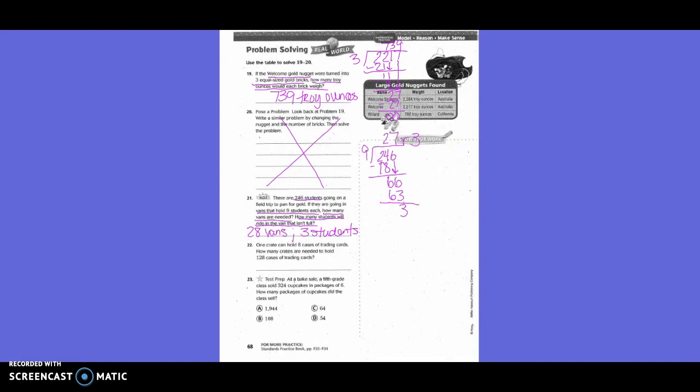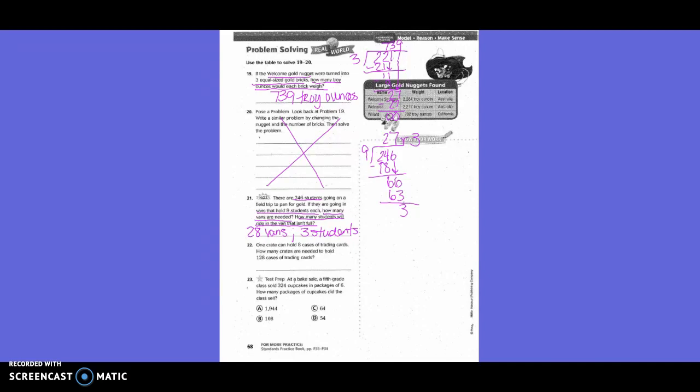So we took 246 divided by 9, and we got 27 remainder 3. And we said that they would need 28 vans because we wouldn't want those 3 kids just walking. We wouldn't want them left behind. So they got a van, and then in that extra van, there would be 3 students.